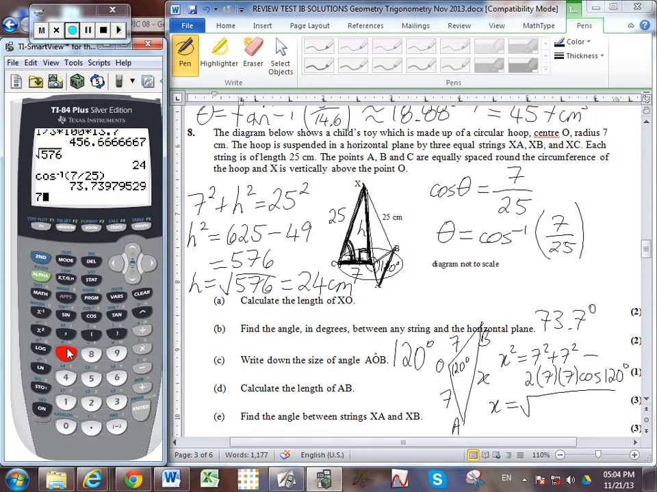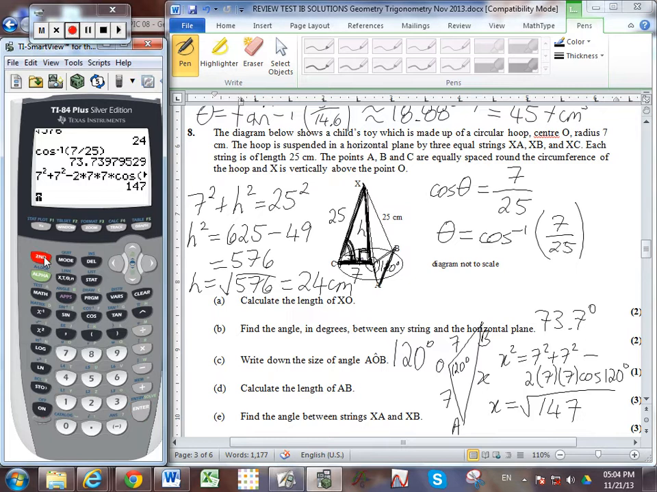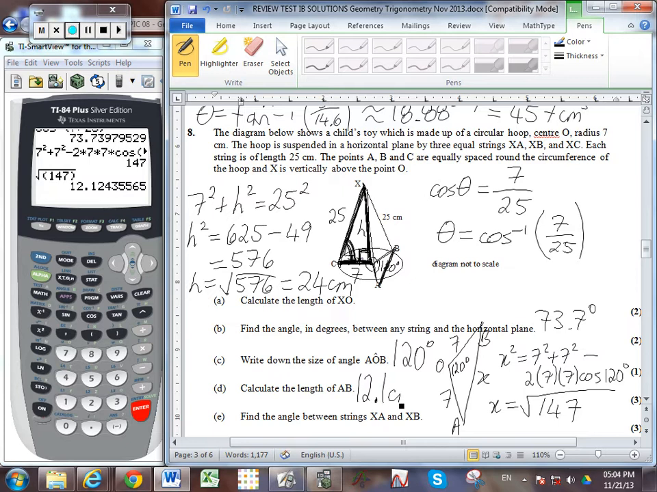So I've got 7 squared plus 7 squared minus 2 times 7 times 7 times the cosine of 120 degrees. Okay, so all that stuff gives me, amazingly, a pretty nice round number of 147. And so I just need to take the square root of 147, and that gives me a final answer of 12.1 centimeters.